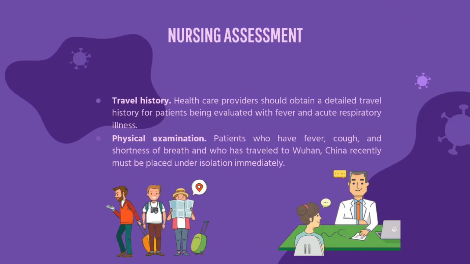Nursing assessment. First is the travel history. Healthcare providers should obtain a detailed travel history for patients being evaluated with fever and acute respiratory illness. Next is the physical examination. Patients who have fever, cough, shortness of breath, and who have traveled to Wuhan, China recently must be placed under isolation immediately.